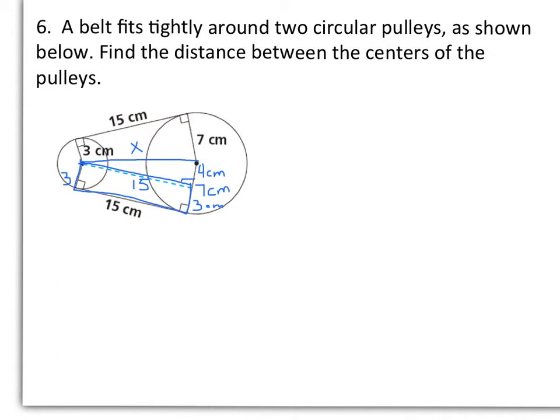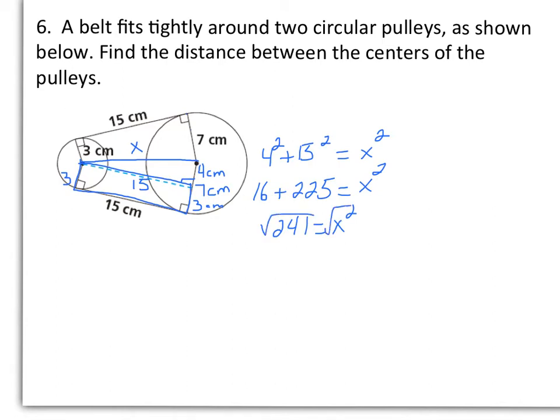So again, knowing 2 of the 3 sides, we can use the Pythagorean theorem to solve for our missing side. So 4 squared plus 15 squared equals x squared. 16 plus 225 equals x squared. So 241 equals x squared. And taking the square root and rounding to the nearest tenth, the distance between the two centers of the pulleys is about 15.5 centimeters.